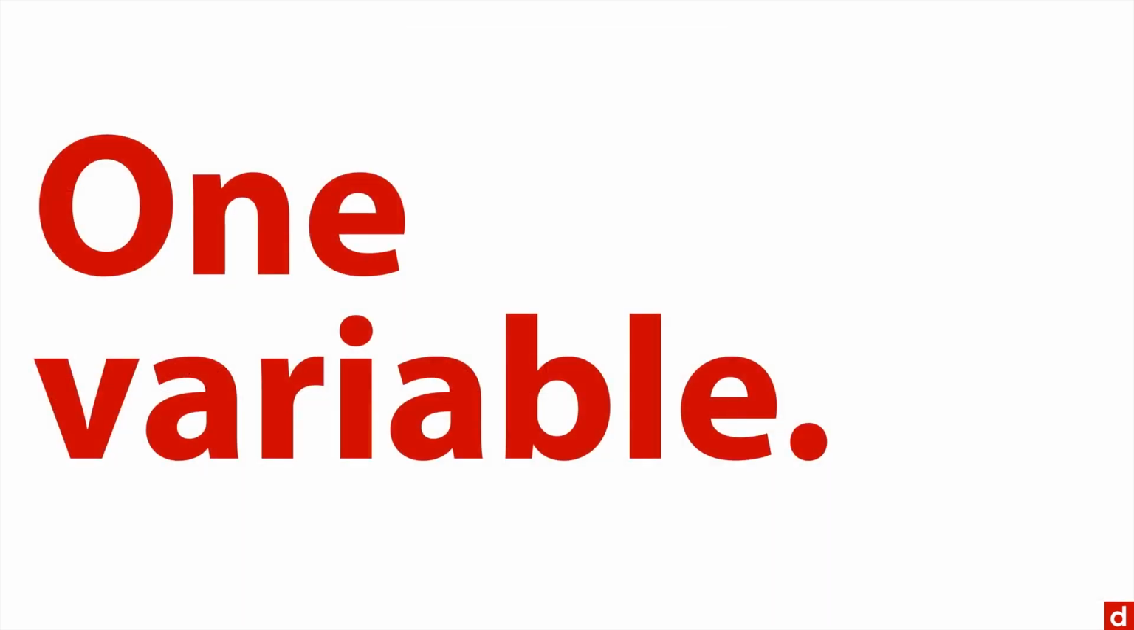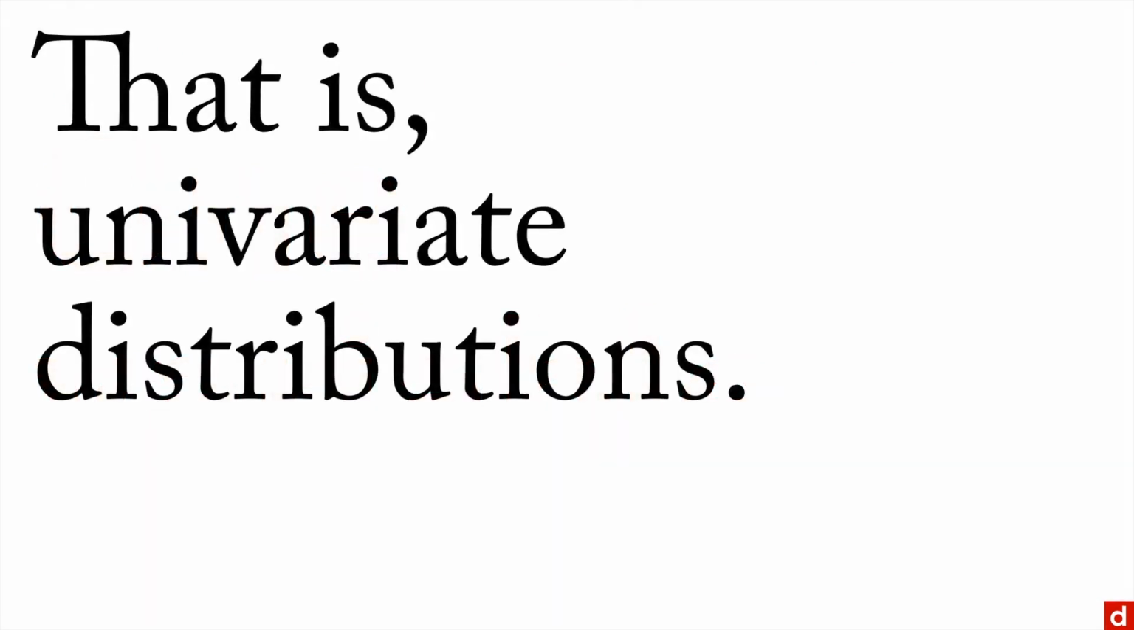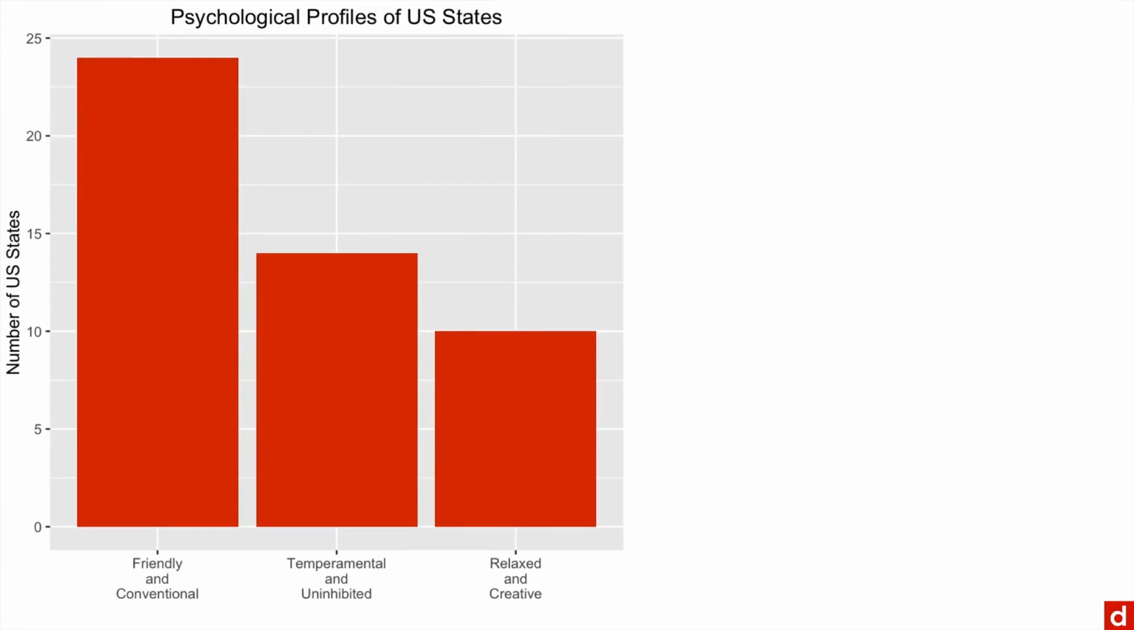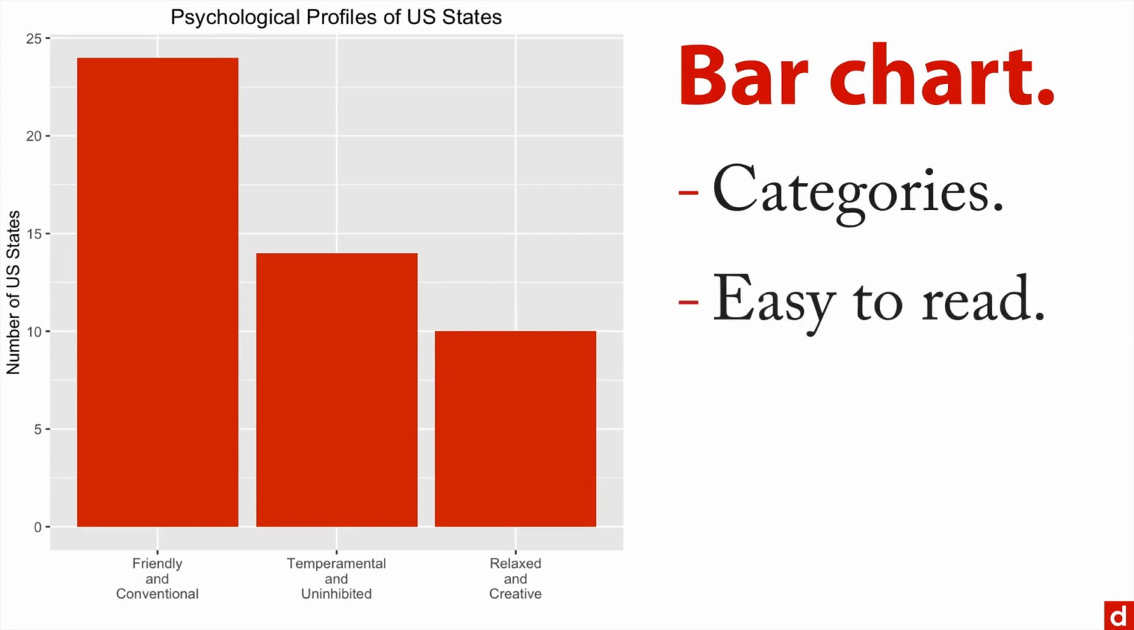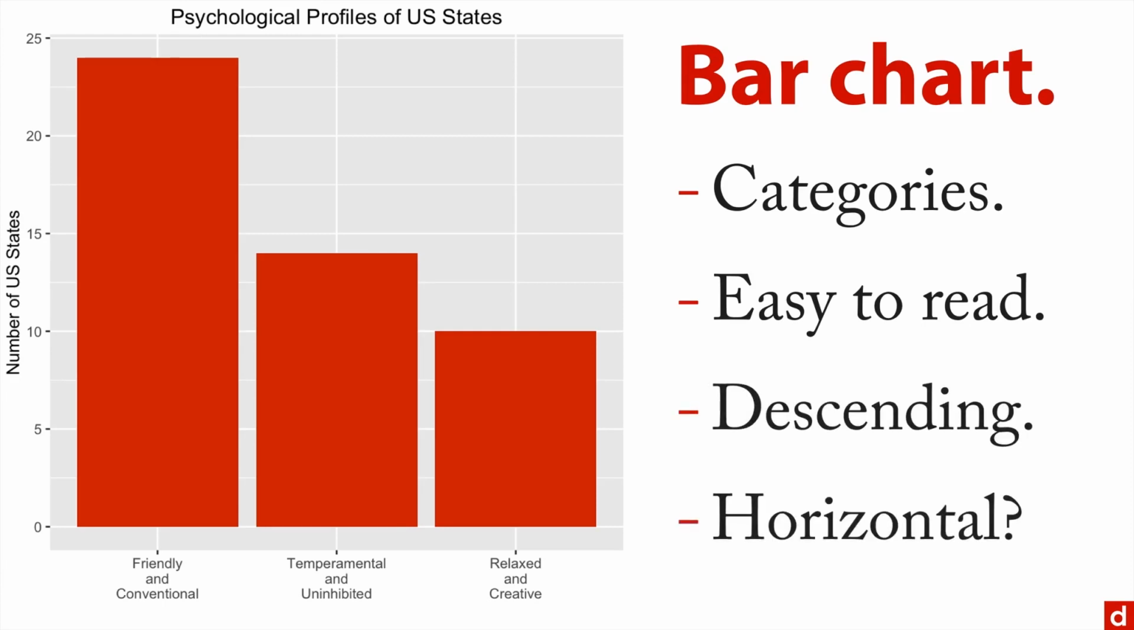But let's start the process for doing these graphics. We start with one variable, that is univariate distributions. And so you're going to get something like this. The fundamental chart is the bar chart. This is when you're dealing with categories and you're simply counting how many cases there are in each category. The nice thing about bar charts is they're really easy to read. Put them in descending order and maybe have them vertical, maybe have them horizontal. Horizontal can be nice to make the labels a little easier to read. This is about psychological profiles of the United States.